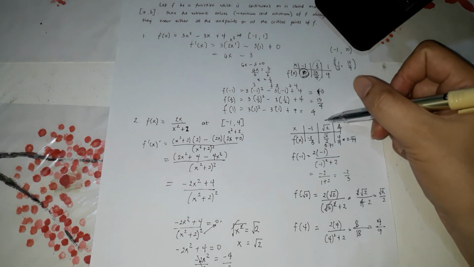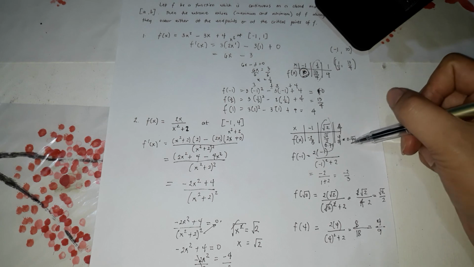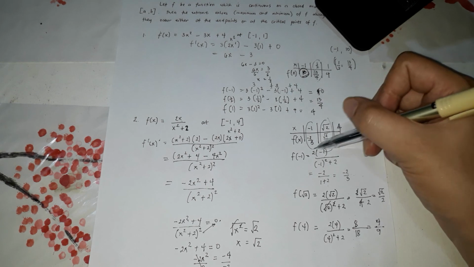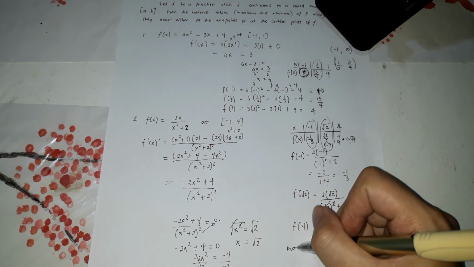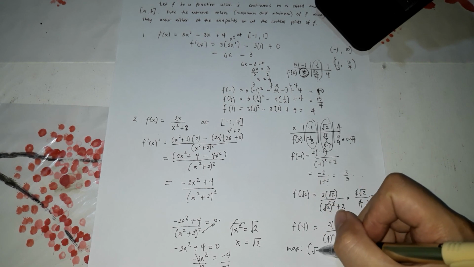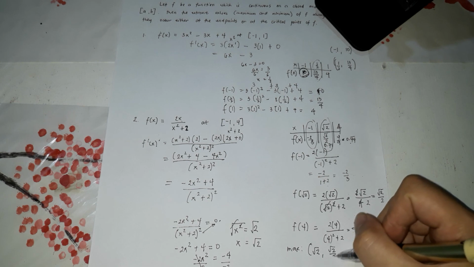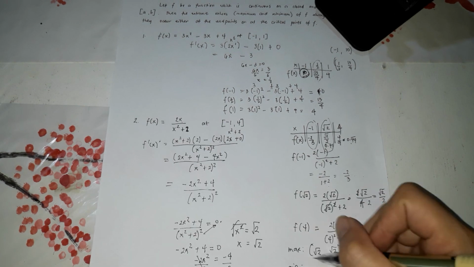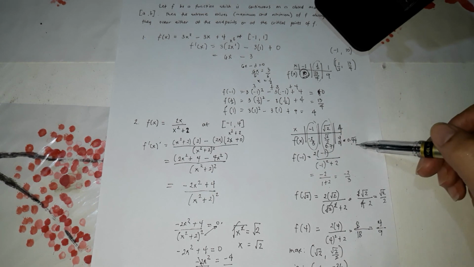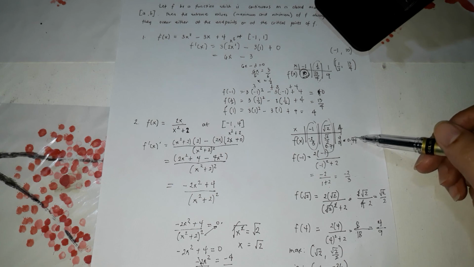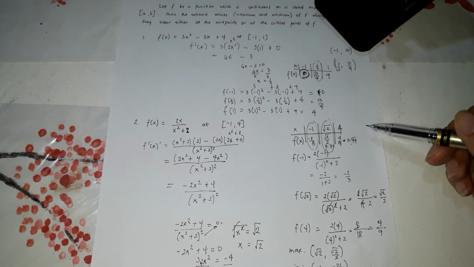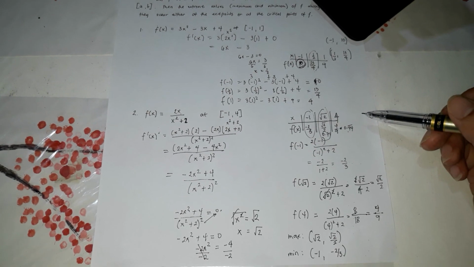So based on our solution, the maximum would be at square root of 2 because this is greater than this one, and the minimum is at this one. So the maximum is at square root of 2, with value square root of 2 over 2, and the minimum is at negative 1, negative 2 thirds, because negative 2 thirds is less than 0, and this one is positive. So that's how you get the maximum and the minimum.